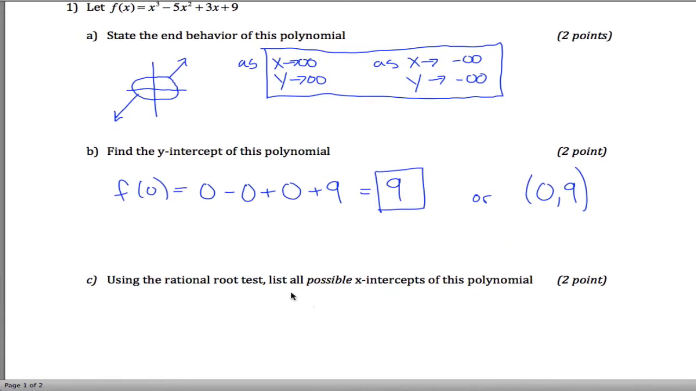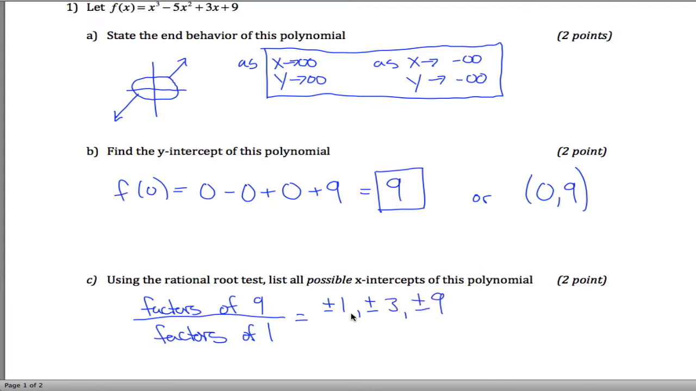Using the rational root test, list all possible x-intercepts of the polynomial. So the possibilities for x-intercepts are integer factors of the constant term, which in this case is 9, divided by integer factors of the leading coefficient, which in this case is 1. So the factors of 9 are plus or minus 1, plus or minus 3, and plus or minus 9. These are the only integer factors of 9. The integer factors of 1 are just 1.